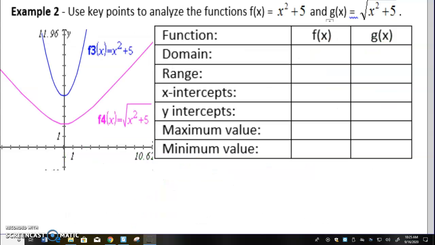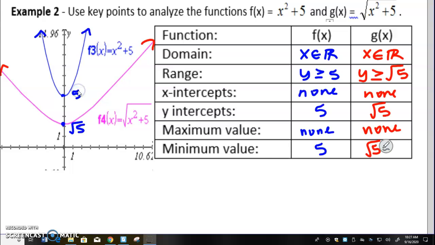All right, this is example 2, so I'd like you to try filling out this table on your own. Again, notice here that your blue graph has a y-intercept of 5, so the purple graph has a y-intercept of root 5. So please just check your answers with those on the board, and we'll move on to our next example.